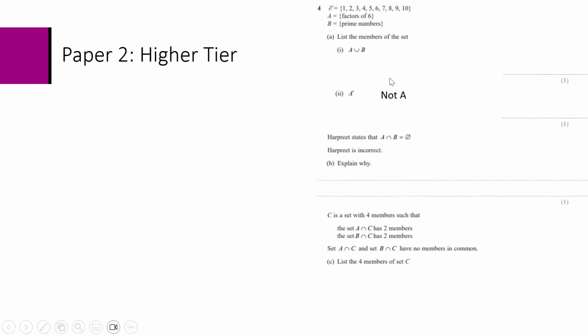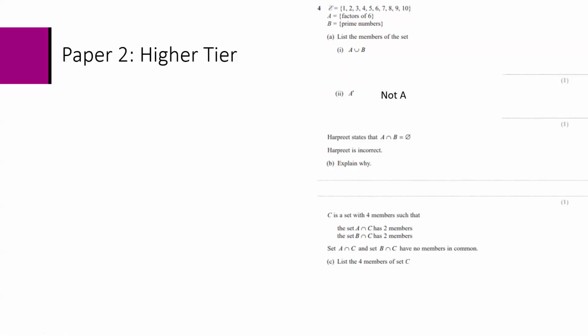So my advice here is that students do struggle across papers. I've seen evidence across papers that they are struggling with A prime. And my advice, when your students are doing these in class, is to practice writing a worded sentence to explain, so they're engaging with it and thinking about what A prime means. So a key one here would be 'not A'. Then we've got Harpreet states that A and B is an empty set. Harpreet is incorrect. Explain why.